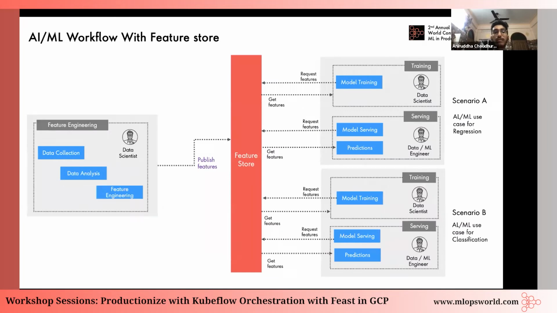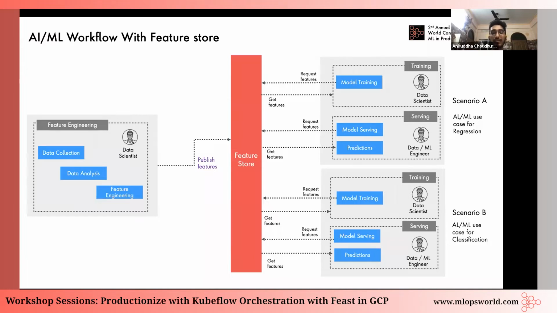So how will the picture look with a feature store, right? Now let's say I have a centralized repository where all my feature engineering is published, right? Now a data scientist will do a particular set of steps like data collection, data analysis, feature engineering, or model pre-processing steps, and whatever statistical analysis they want to do prior to model training, they can do on top of that. Now we will publish the particular features in the feature store, right?